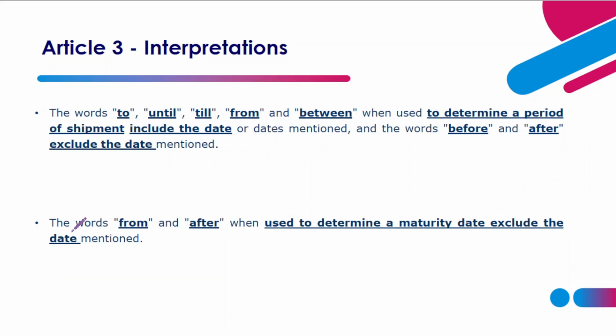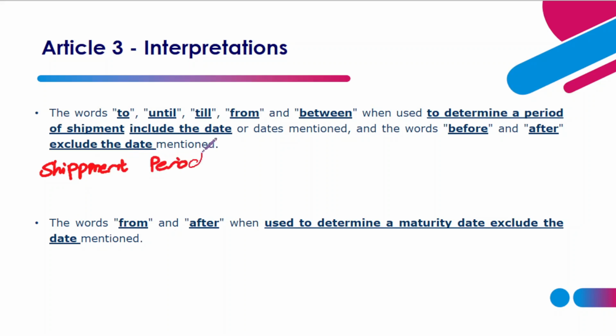The words to, until, till, from and between, when used to determine a period of shipment, include the date or dates mentioned. And the words before and after exclude the date mentioned. Now, here the most important keyword is "to determine period of shipment". These words refer in the context of understanding a period of shipment.